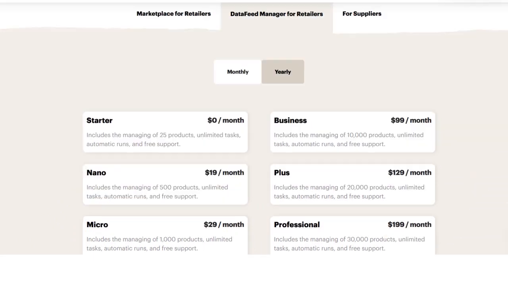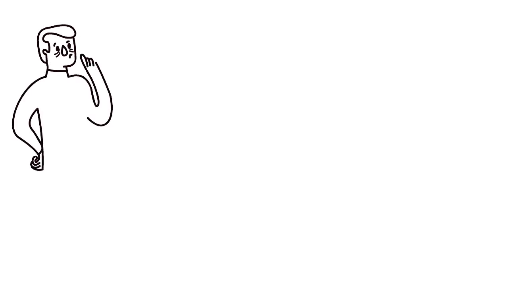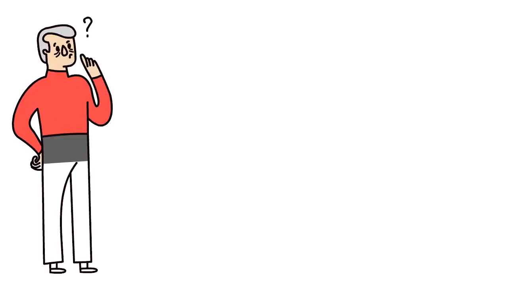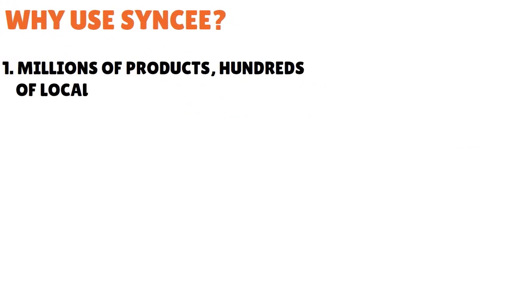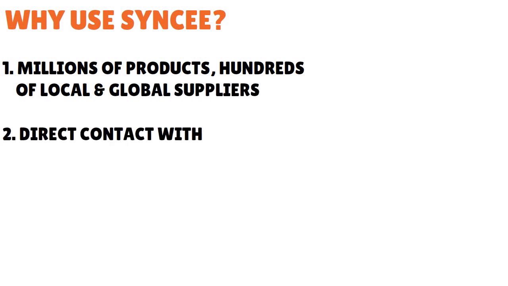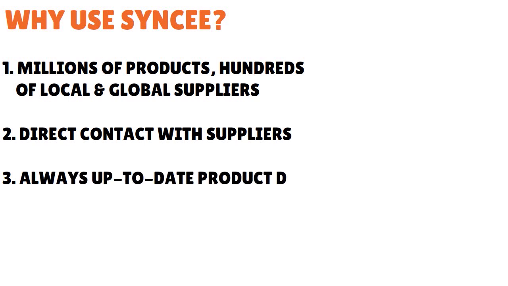Okay, and the bottom line for us here is that you want to use Syncee if you're looking for a large constellation of products to choose from, because on that platform you have millions of products, hundreds of local and global suppliers. You have direct contact with suppliers, you have always up-to-date product data, and you have customizable pricing details. This is important. And you have an auto order solution. Again, this is kind of cool.